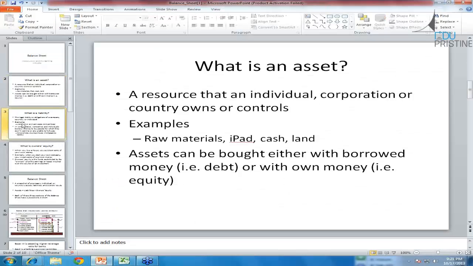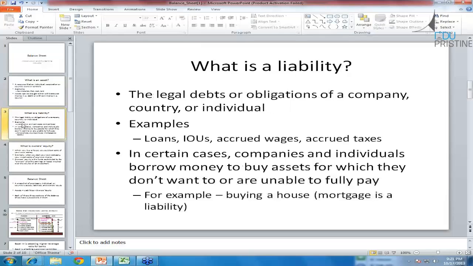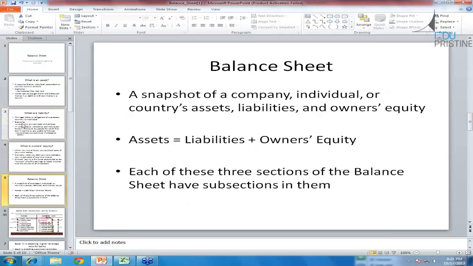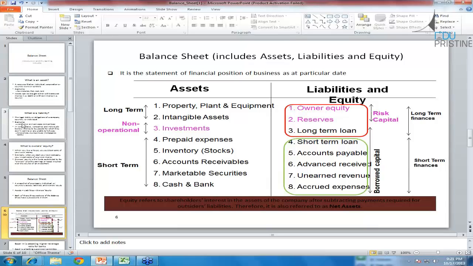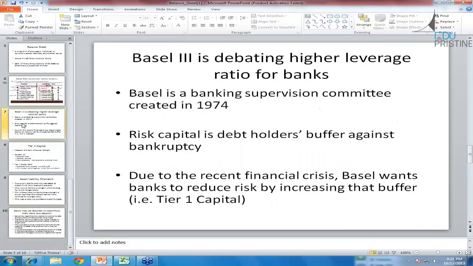So we covered these slides. What is a liability, owner's equity, how a balance sheet is structured, the specific line items or the subsections under all of the 3 major sections, assets, liabilities, and equities. And now let's jump into exactly how Basel III, which is the third accord of the Basel Banking Supervision Committee, is debating how to lower the leverage for banks.